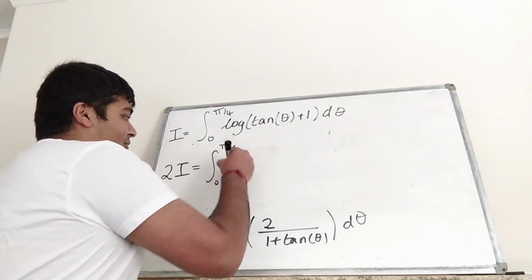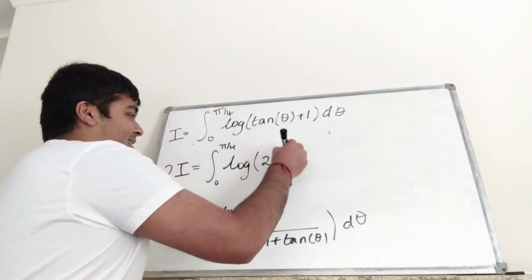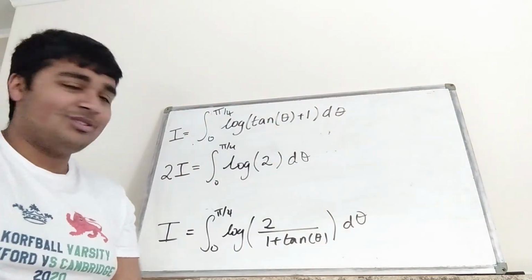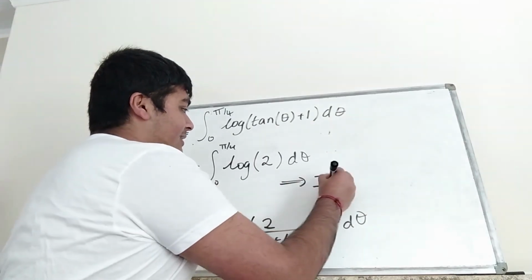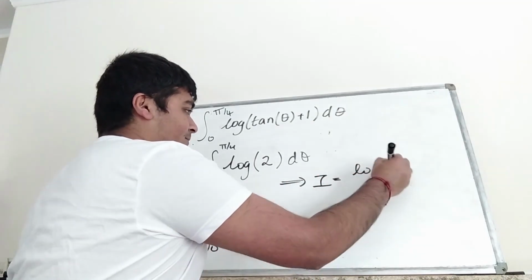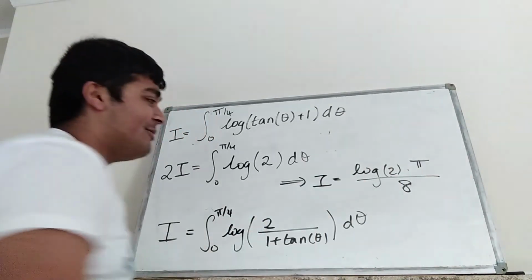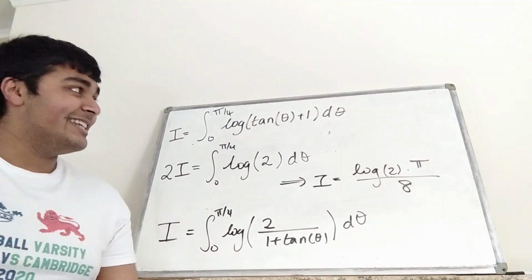So it's just going to be the integral from 0 to pi over 4, sorry, of log 2 d theta. Now of course log 2 is just a constant, so I can bring it out, and then it's just log 2 times pi over 4. So then that means that I is just log 2 times pi over 4 over 2, which is just pi over 8. And that's our solution.